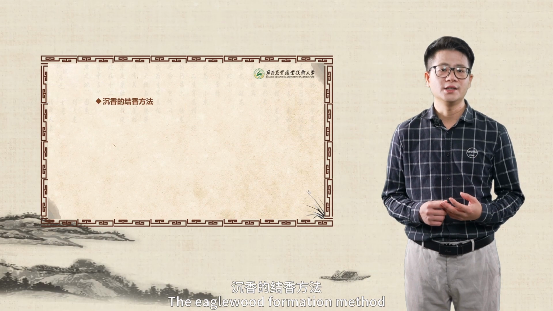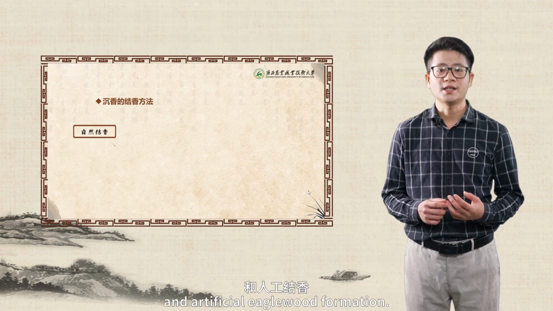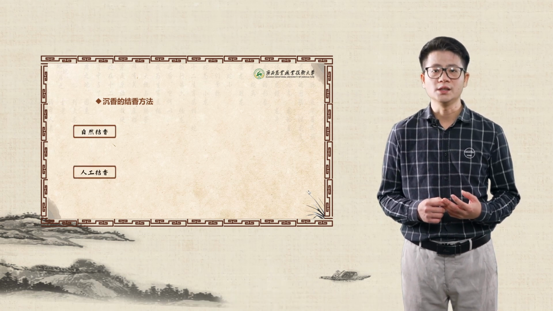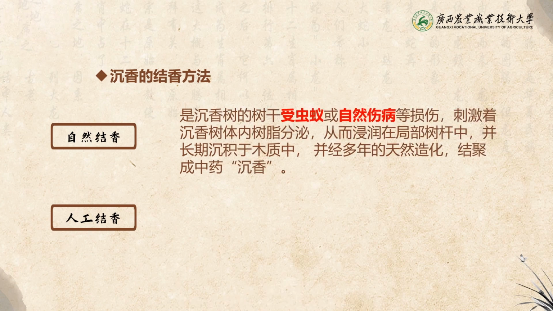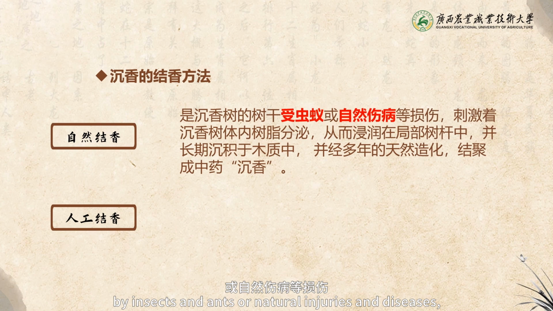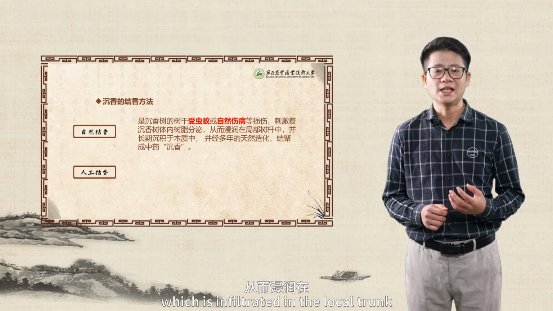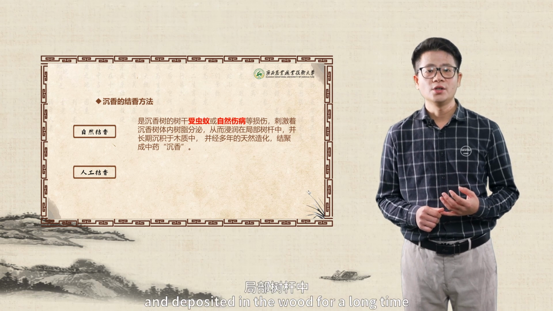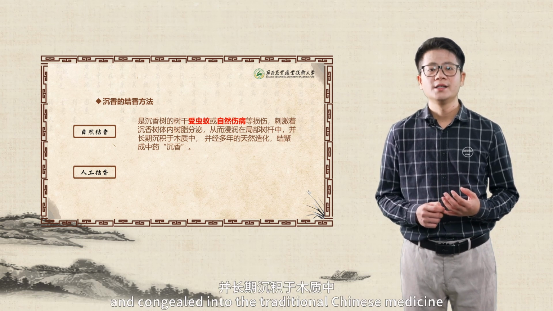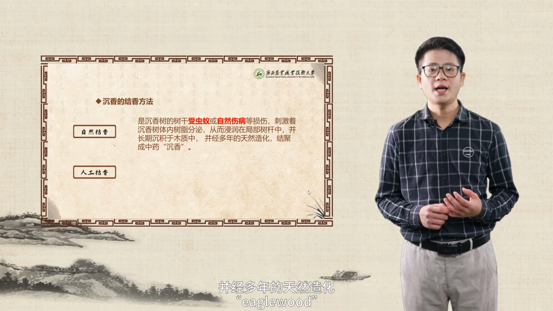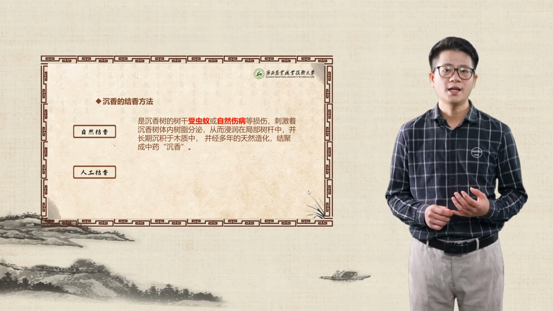The Eaglewood formation method is divided into natural and artificial Eaglewood formation. Natural Eaglewood formation: the trunk of the Eaglewood tree is damaged by insects and ants or natural injuries and diseases, stimulating the resin secretion of the Eaglewood tree, which is infiltrated in the local trunk and deposited in the wood for a long time and congealed into the traditional Chinese medicine Eaglewood after many years of natural creation.